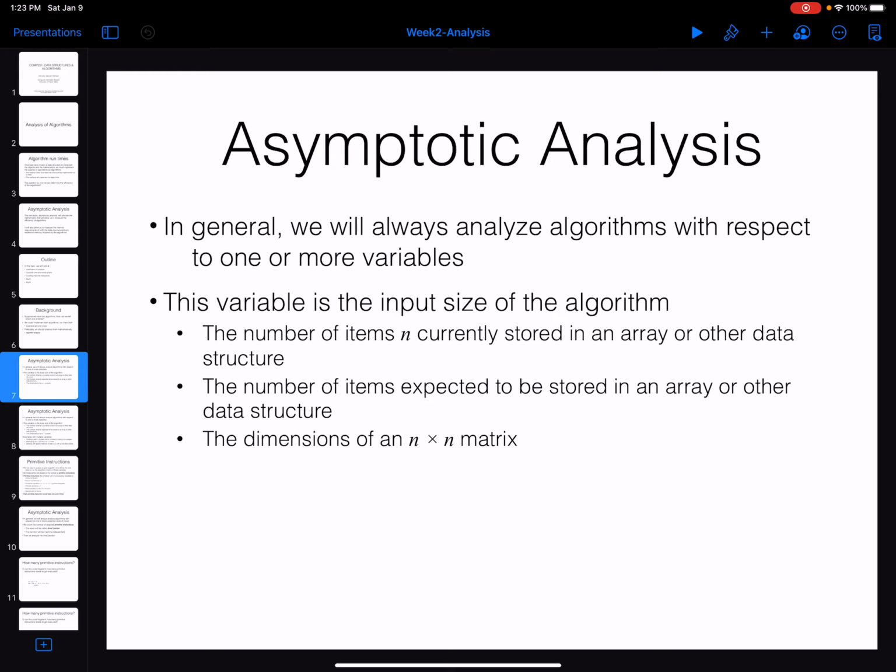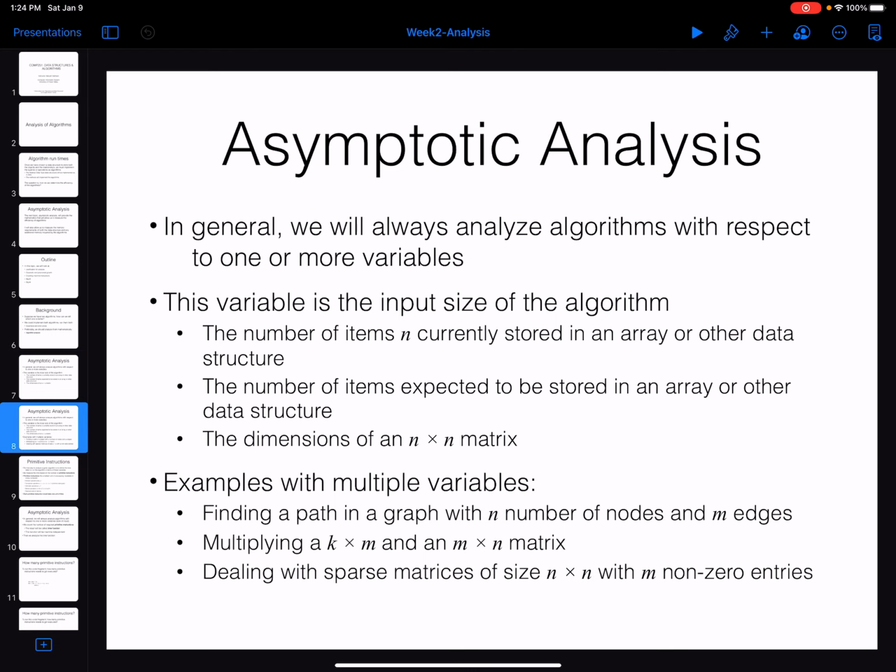Or, for example, you are multiplying, working on a square matrix with dimensions n by n. So in all of these examples you have just one variable. In many examples you only have one variable, but in some examples you have more than one variable. It doesn't really matter. You should keep track of all the variables that define the size of your input.